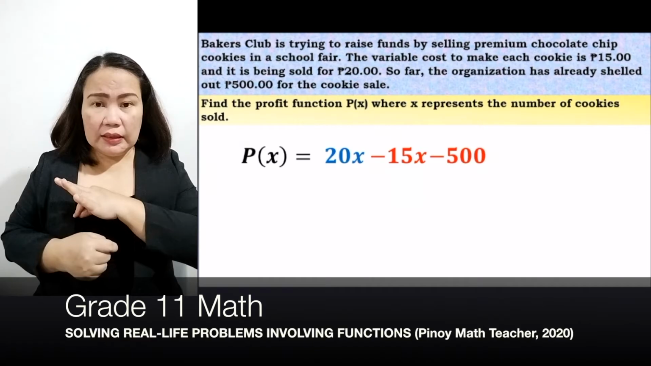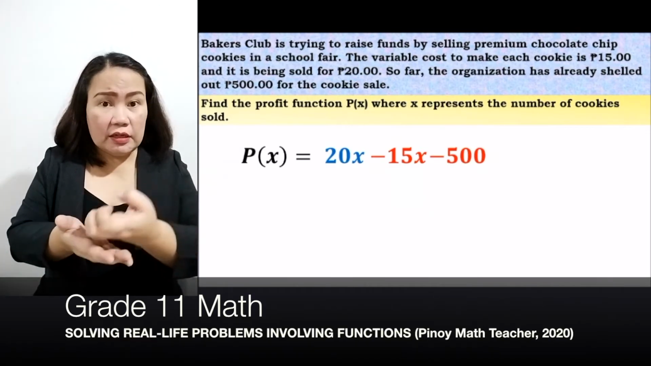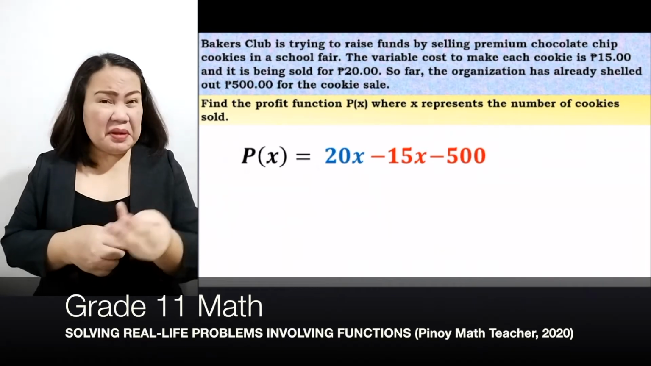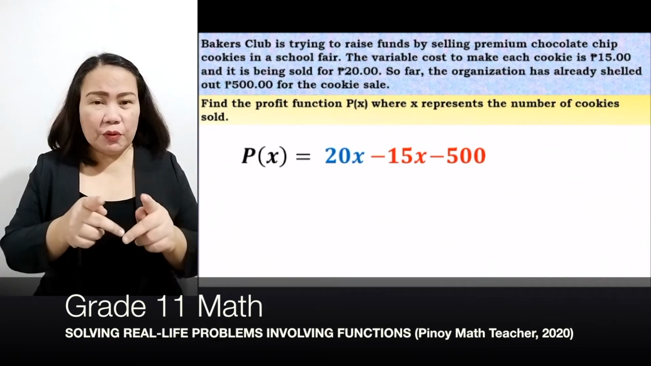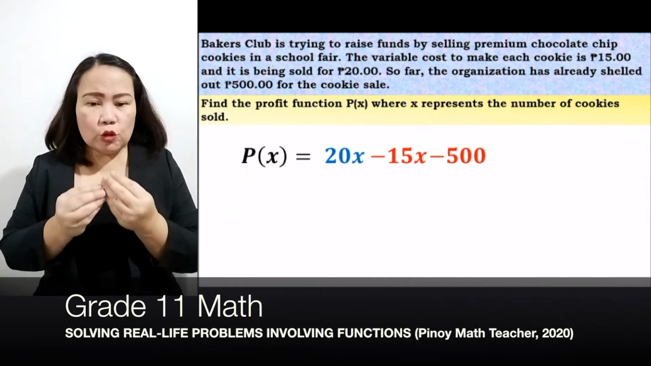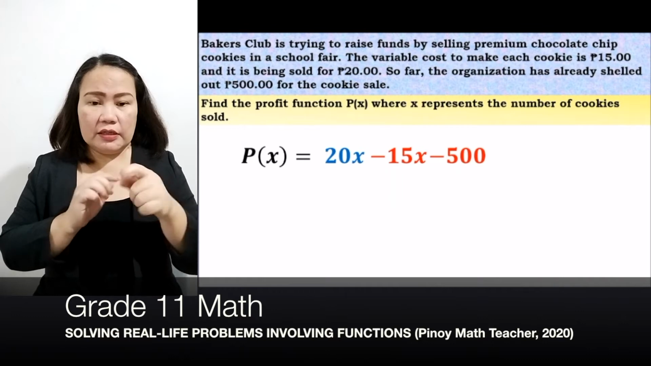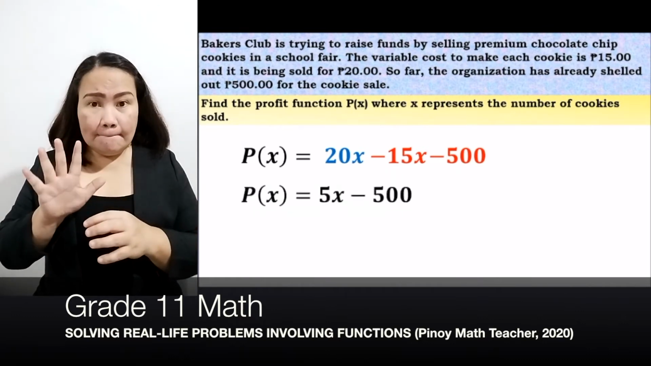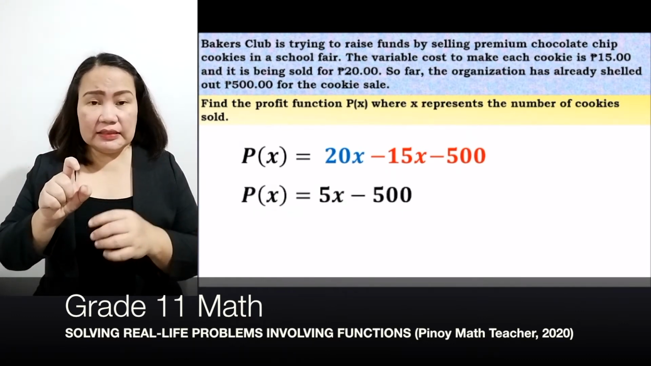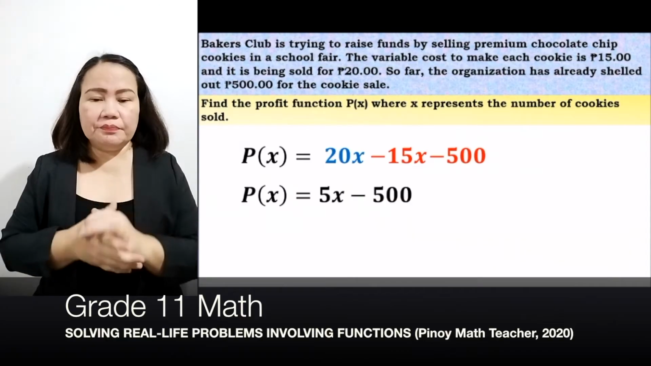At syempre, mayroon pa silang ibang ginastusan, maaaring manpower o iba pang materyales na nagkakahalaga ng 500 pesos. Kailangan din natin itong ibawas. Simplify natin, 20x minus 15x, that is equal to 5x. Ang profit function natin ay P of x equals 5x minus 500.